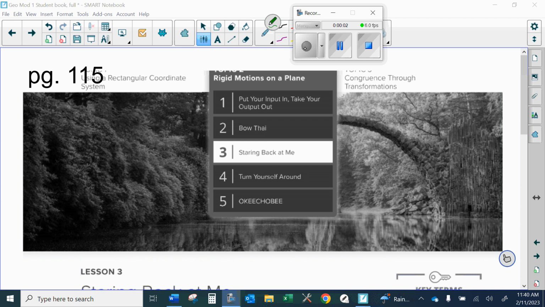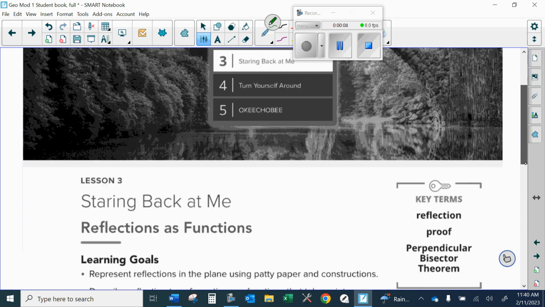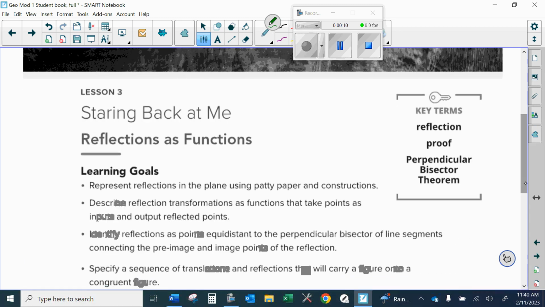Okay, students, we're on Mod 1, Topic 2, Lesson 3, page 115, if you're not already there. Okay, so now we're going to talk about reflections. Keith, remember last lesson we did translations?